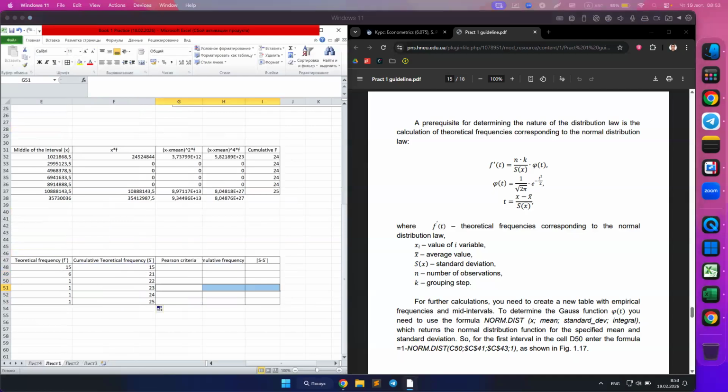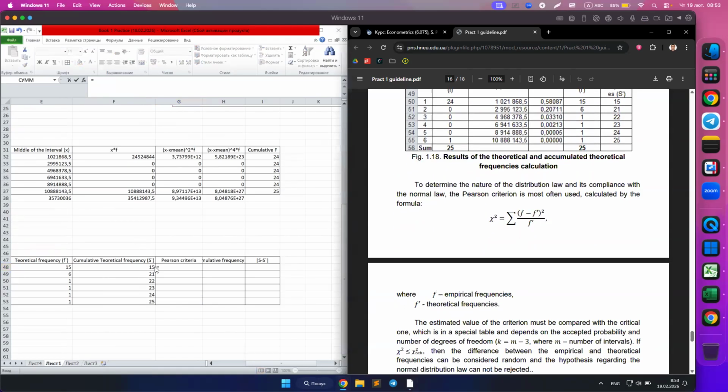Next value, we have to find information about Pearson criteria because this criteria, of course, is for the normal distribution law. So our previous calculation was for Pearson criteria. So here we have to find information about it.